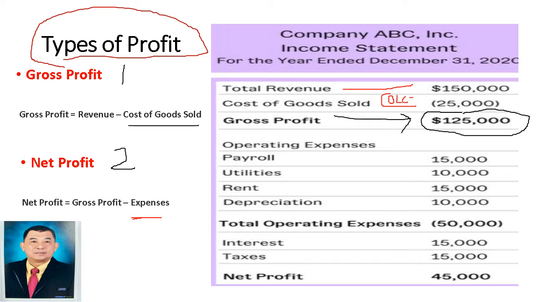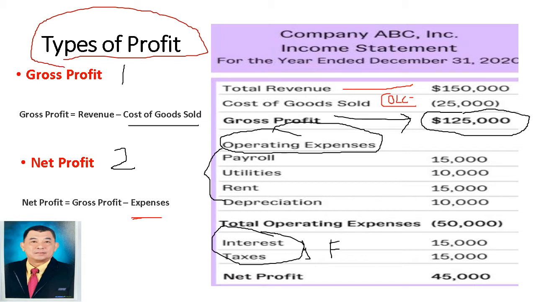Okay. Now, here is your operating expenses. And there is also an expense here. These interest and taxes are considered your fixed expenses. Of course, there are two kinds of expenses: variable and fixed. So, your payroll, utilities, rentals, and depreciation are considered your operating expenses.